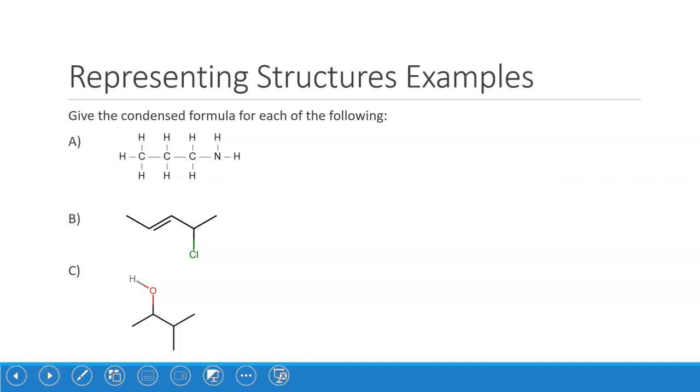Okay, in example B, we're given the skeletal. So the first thing we want to do is find all those carbons. We know carbons are going to be on the end, unless there's already an atom shown, like that chlorine, and then a carbon at every corner.